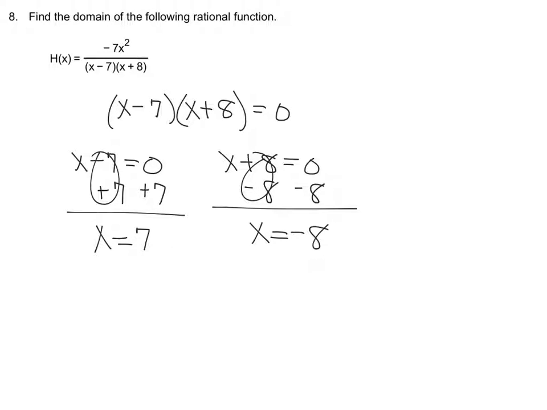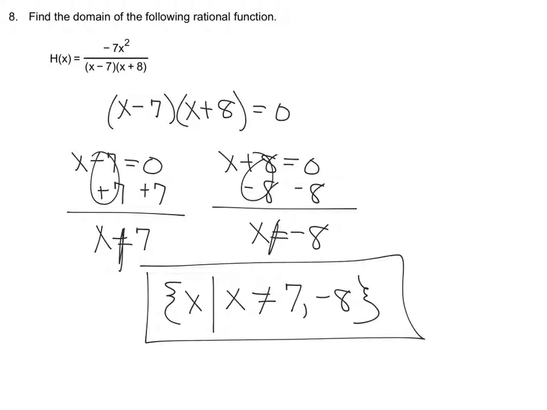Now again, these are the values that x cannot equal because my denominator will go to 0 if they do. So the domain is all real numbers except for 7 and negative 8. And I can write this in set builder notation as x such that x cannot equal 7 and negative 8. And this is my final answer.